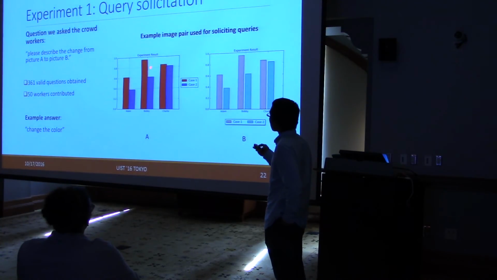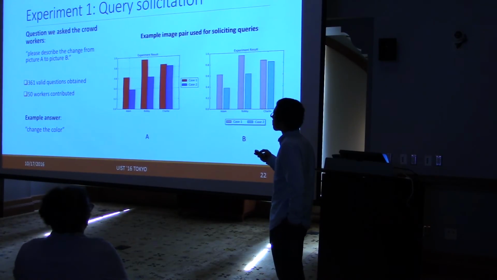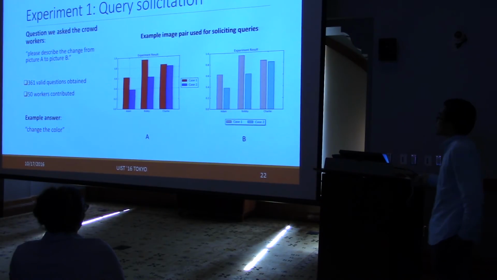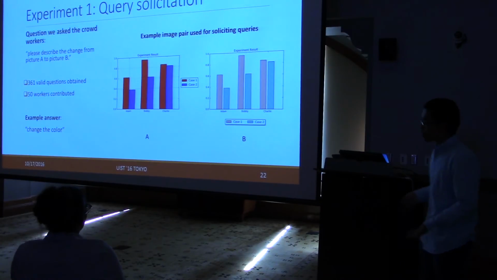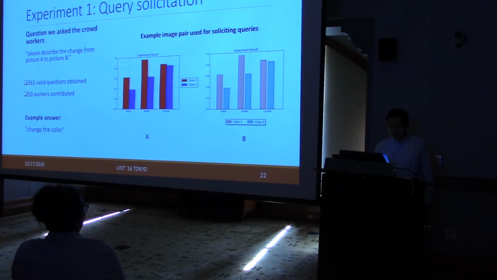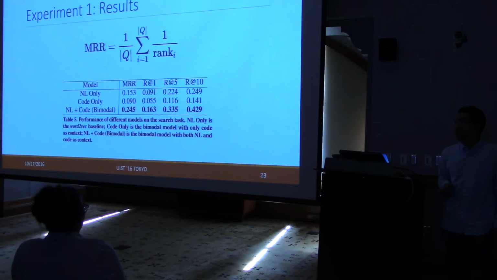So we collect pairs of images. No, we collect queries using Amazon Mechanical Turk. We present Turkers with these image pairs: this is before, this is after. How do you describe in natural language what is the change from this to this, right? And the Turkers provide answers like change the color. Some Turkers provide nonsense queries like the image is changed, which is useless, and so we dump these queries. So in the end, we collected 300 something valid queries, and 50 workers contributed to the study.